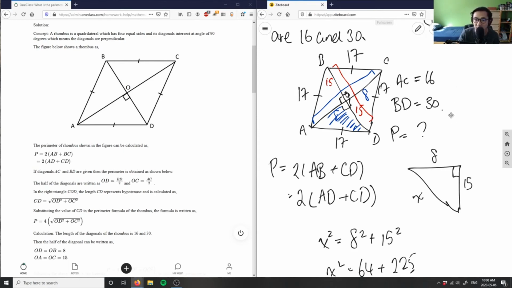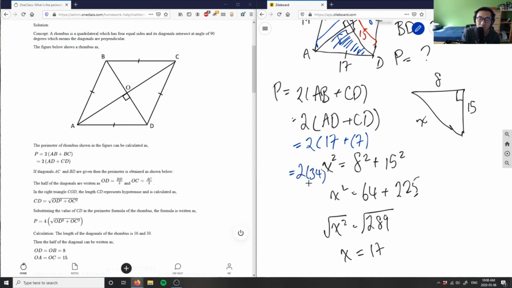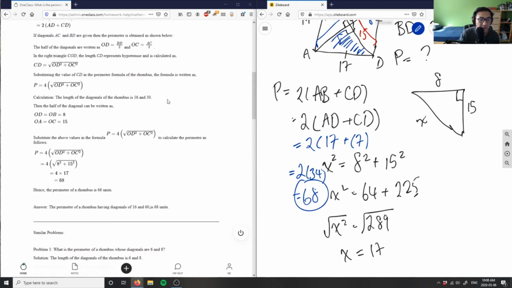Now I can easily find the perimeter of my rhombus. The AD here is 17, and CD is also 17. So this is 2 times 17 plus 17, which is 34. And then finally 2 times 34 is 68. So the perimeter of my rhombus is 68 units. It's 68 units because they didn't give us units for the length. So this solution here is correct. Hence the perimeter is 68.